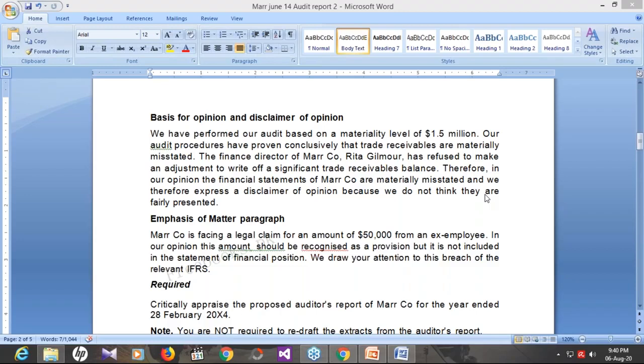Can we add emphasis of matter paragraph in Darren part 1? No, the report was modified there, so you cannot raise this issue in emphasis of matter paragraph because there was a misstatement there, Junaid. So you don't need to basically highlight it in emphasis of matter paragraph. You have already discussed it in opinion paragraph.